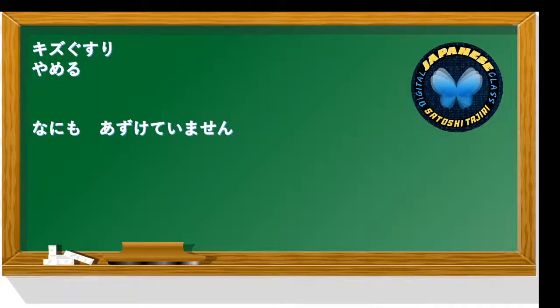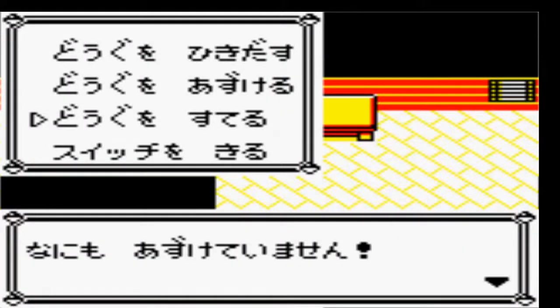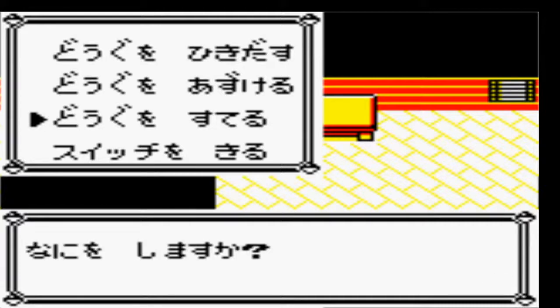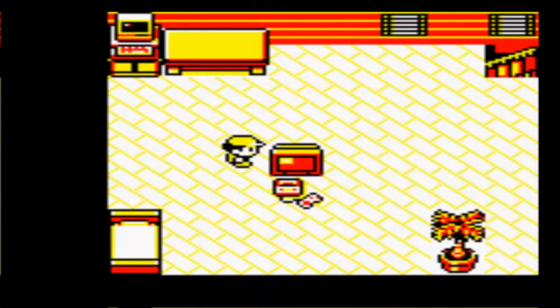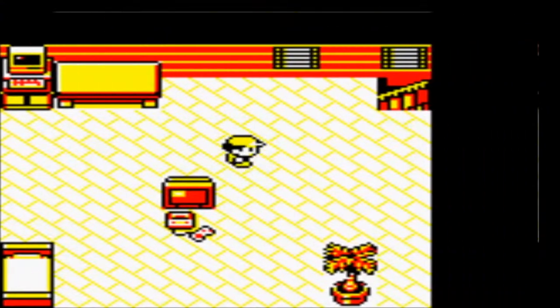Okay, next one. Okay, let's go back here. So since I cannot throw something because there is nothing deposited. Okay, next, nani wo shimasu ka? It asks us what to do. Then let's cut now the switch. Okay, so kirimashita. Okay, already pulled. Okay, so now let's try to pull here.